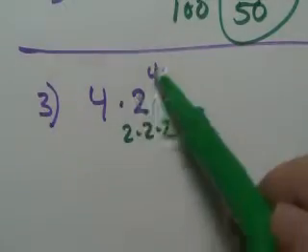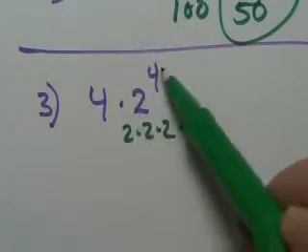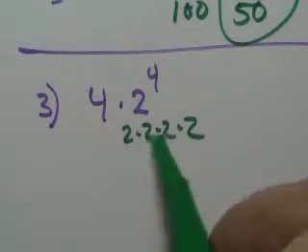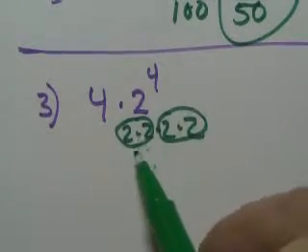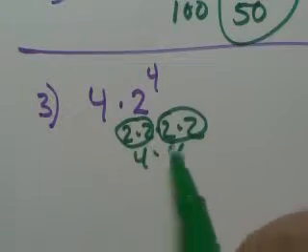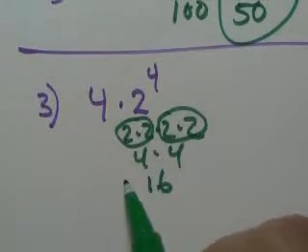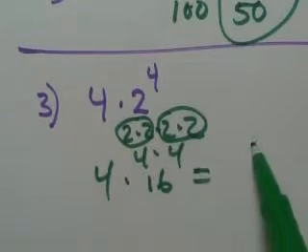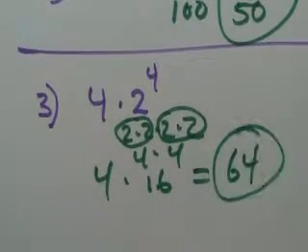On number 3, remember, do the exponents first. That comes before multiplying. 2 to the 4th, that's 4 2s. 2 of them make 4, so we have 4 times 4. That's 16. And I'll bring this 4 down. So 4 times 16 is 64.